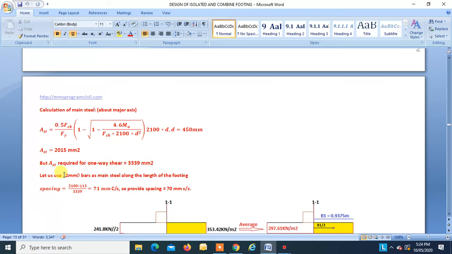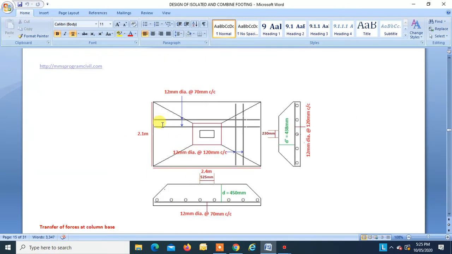Let us assume 12 dia bar as main steel along the length of the footing. So spacing is found to be 71 center to center, but we will provide 12 dia bar at about 70 center to center. So this is the detailing. We can see the bars along the length should be provided at 12 dia about 70 center to center. You can see this section. This is the main steel, 12 dia about 70 center to center.